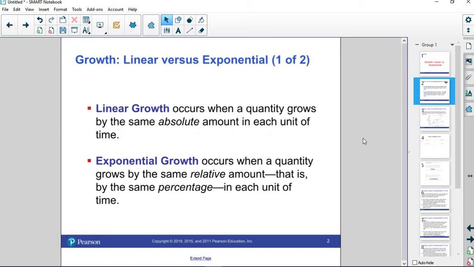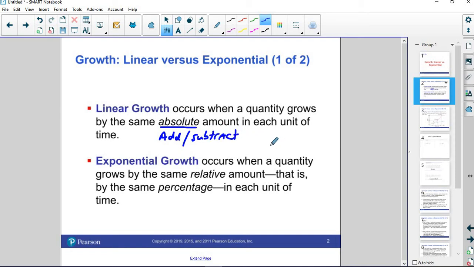So linear growth occurs when your quantity is growing by the same absolute amount each unit time. So what do we mean by absolute amount? That means we are adding or subtracting the same amount every single time. So it goes up by 4 every time. It adds 4 each time. It subtracts 3 each time. That's a linear type of growth.